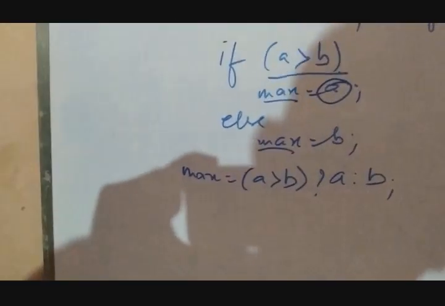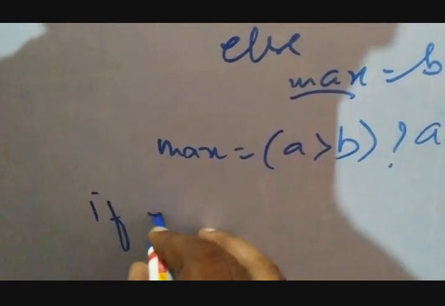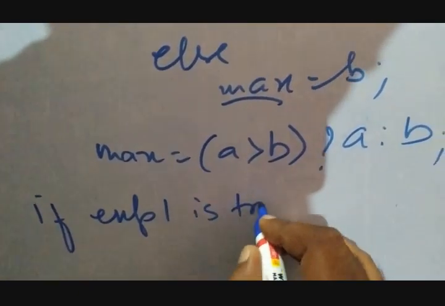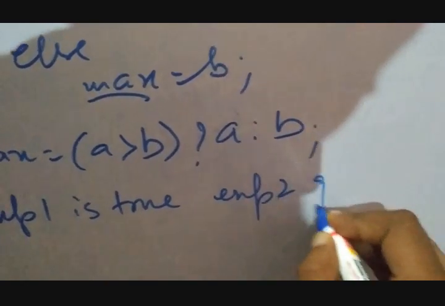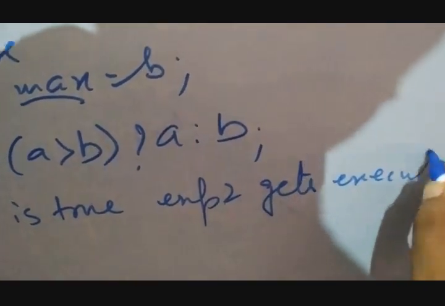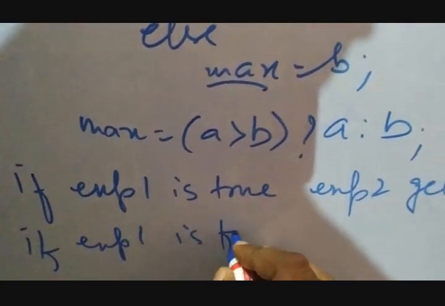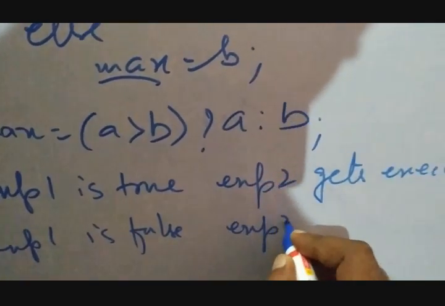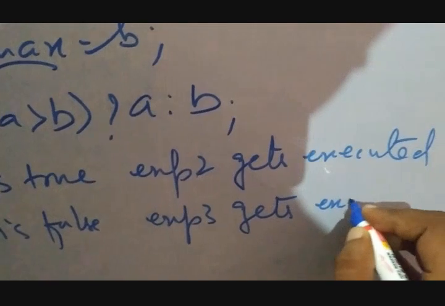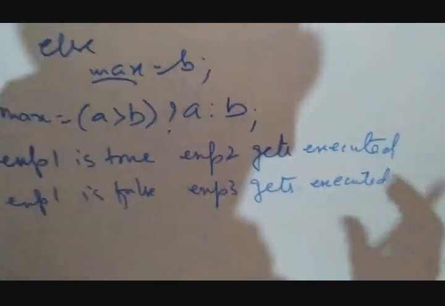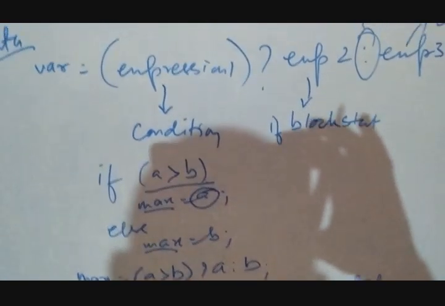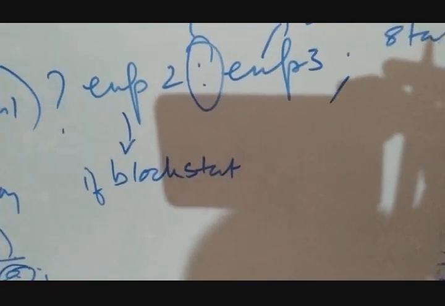So what it means, if expression 1 is true, expression 2 gets executed. If expression 1 is false, expression 3 gets executed. Are you getting it? This is what the condition with the ternary or the conditional operators is. Let's solve some examples for it.